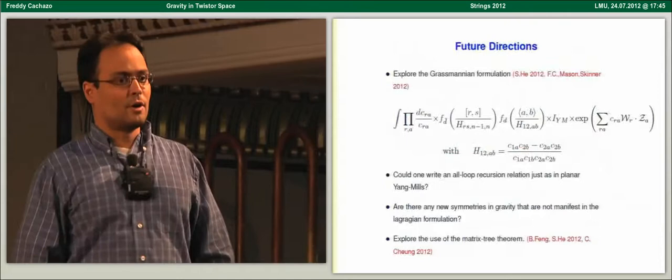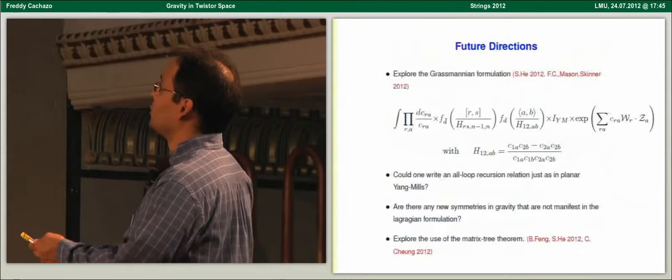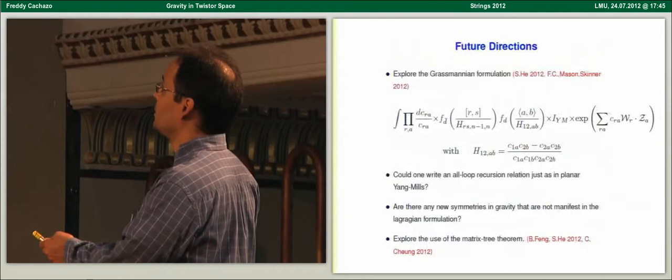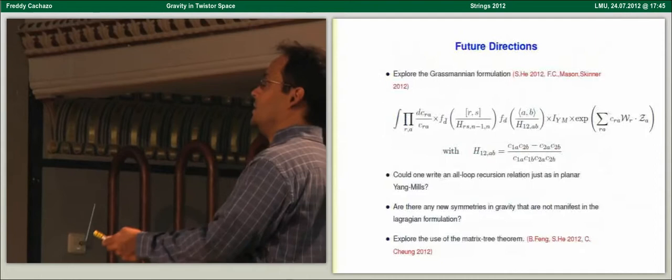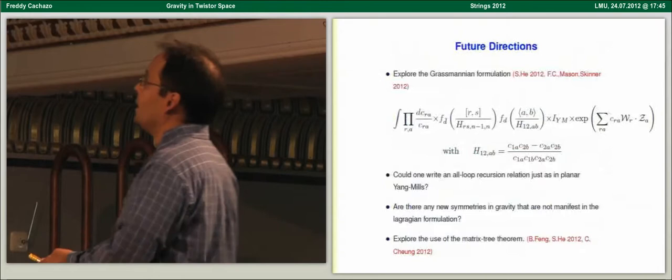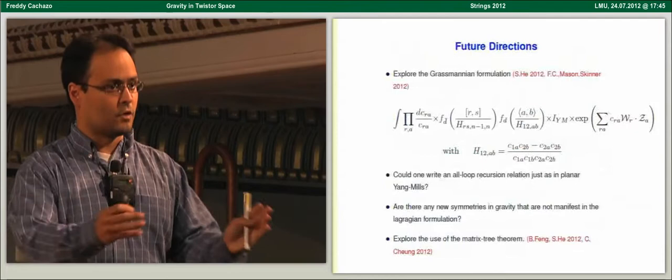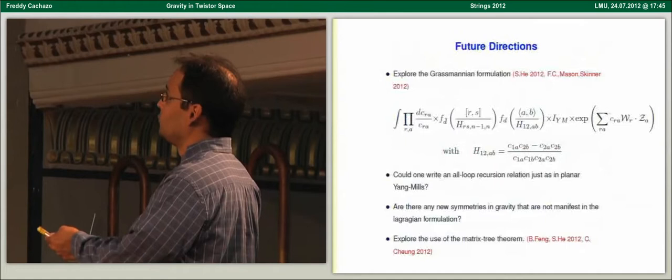And we can talk about future directions. The first one, and perhaps most pressing, is to explore the Grassmannian formulation that we have obtained, and also Song He obtained the same Grassmannian formulation recently. Here, this is a glimpse of what the Grassmannian formulation looks like. I'm not going to try to explain it. But we know that many of the interesting things we have seen in Yang-Mills have come from having this Grassmannian formulation. So we have it now for gravity, and it's time to explore it.